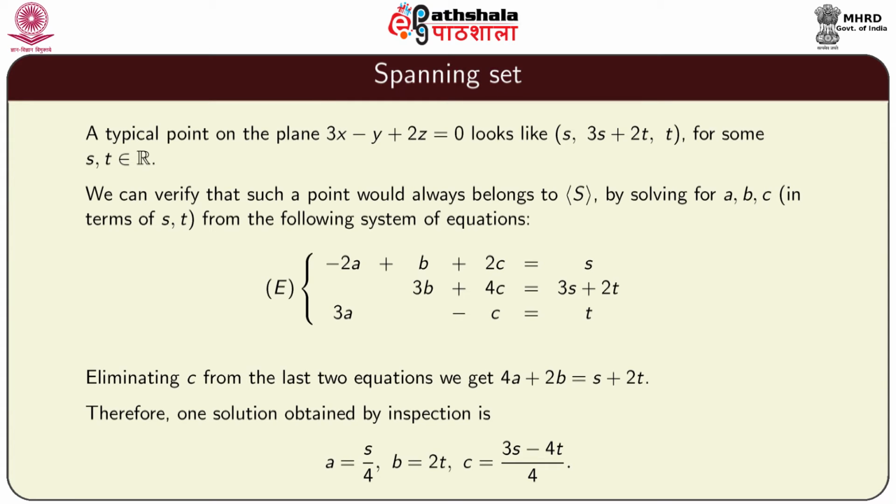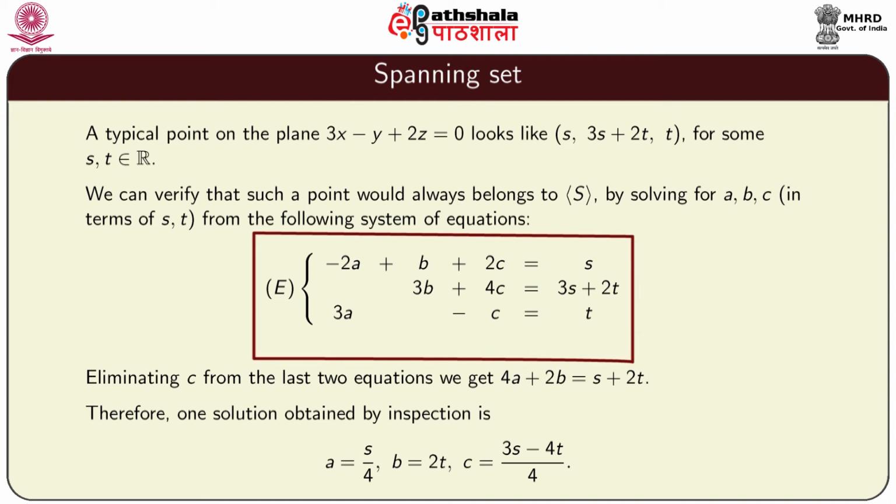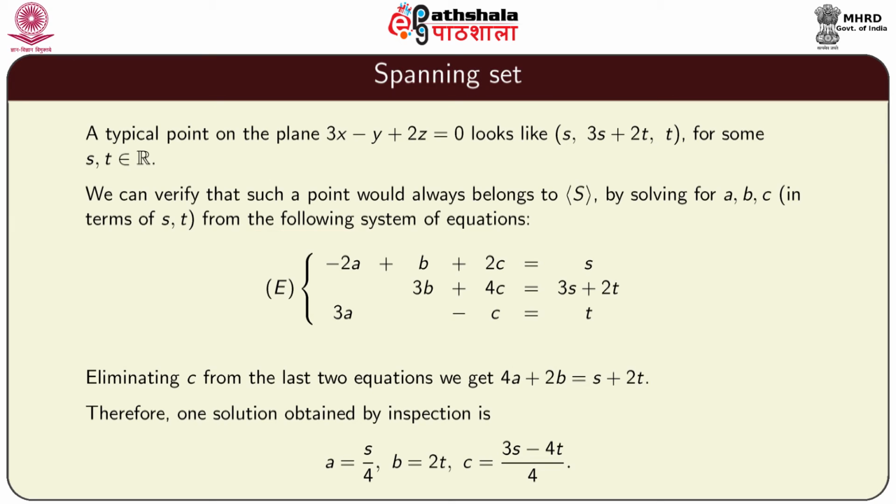Now, our aim is to see whether a point of this form, that is (s, 3s + 2t, t), belongs to span of S or not. That means, can we get real numbers a, b, c in terms of s and t such that they satisfy this system of equations E, which is -2a + b + 2c = s, 3b + 4c = 3s + 2t, and 3a - c = t.